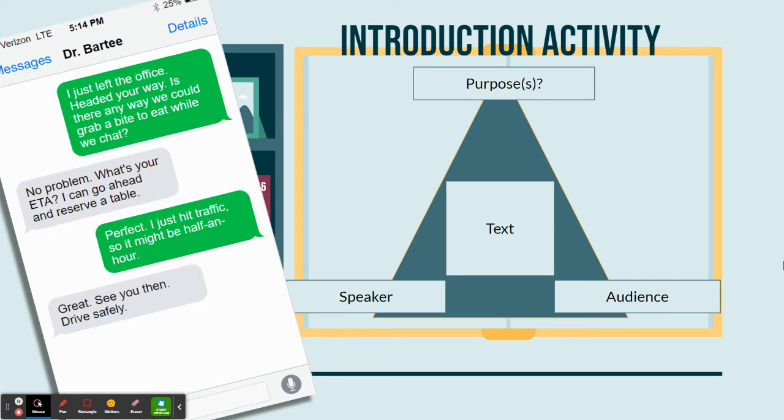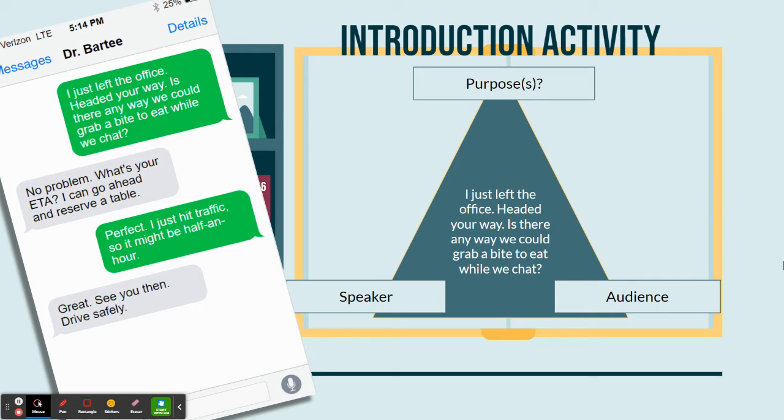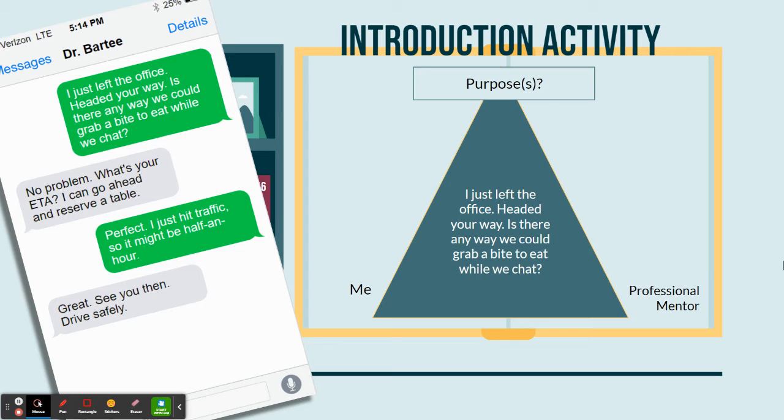All right, so if we're over here on the right side of the screen, the text that we're going to analyze together is my introductory text message. I just left the office, headed your way. Is there any way we could grab a bite to eat while we chat? All right, we know that the speaker in this situation is me. We know that the audience, just because I told you, is my professional mentor. And so then we have a lot of information through which to discern author's purpose.